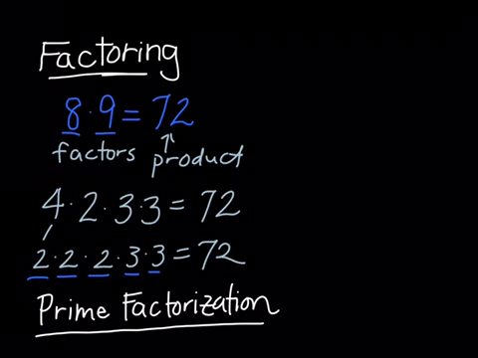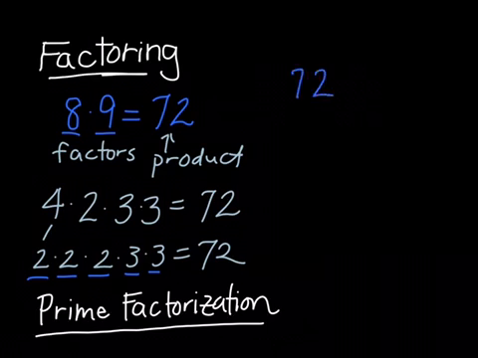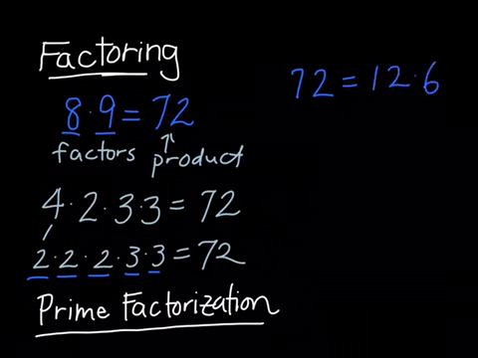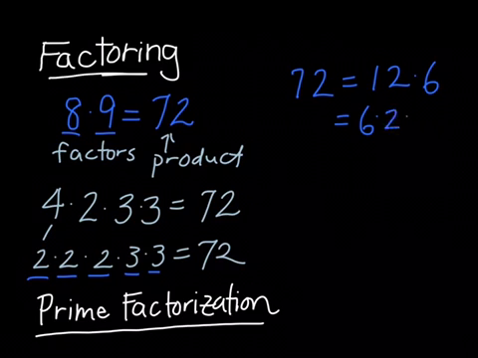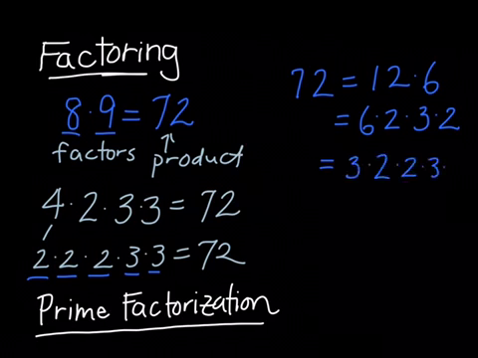We could continue with 72, for example. Let's start out as 72 is equal to 12 times 6. And we could break down the 12 into 6 times 2, and the 6 into 3 times 2. And finally, we could break down the first 6 into 3 times 2 again. And so as you can see, we still have 3 times 2 times 2 times 3 times 2. That is the prime factorization of 72.